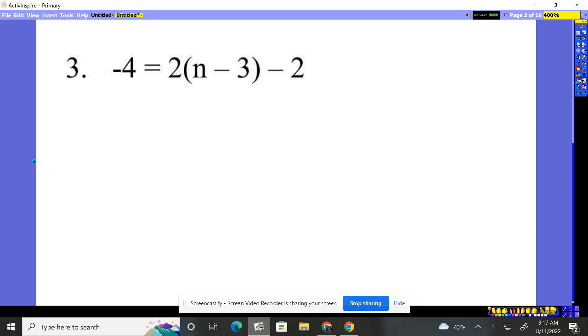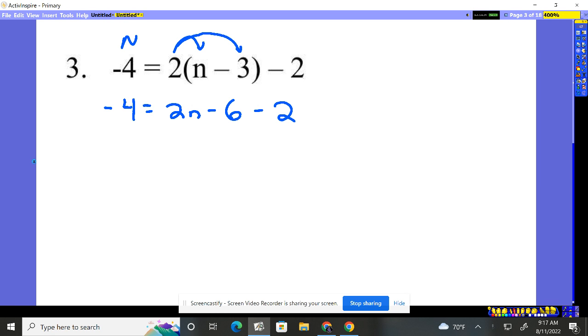Problem 3. Again, get all variables on one side, all numbers on the other. We already have a number right here with -4. So we're probably going to move all numbers over to that side. So the first thing I see is I'm probably going to distribute this 2 through. So I have -4 equals 2 times n is 2n. 2 times the -3 is -6.